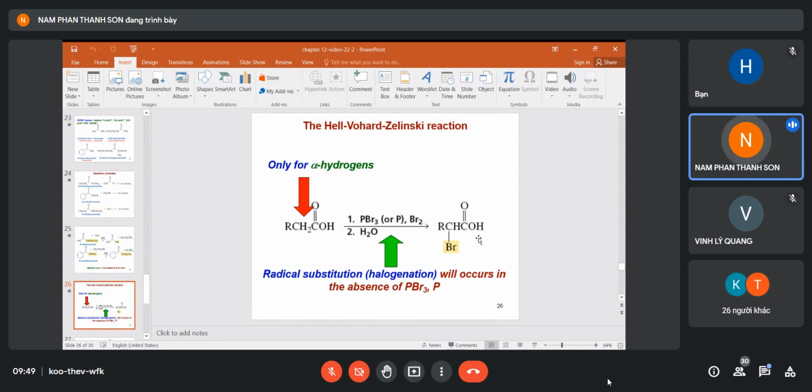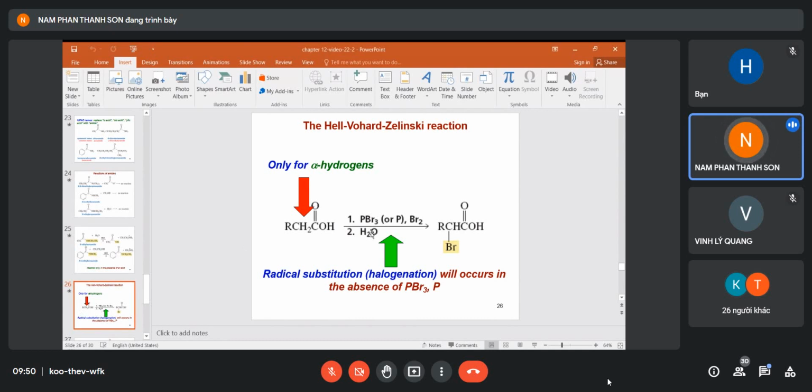Next reaction is the Hell-Volhard-Zelinsky reaction. That is the reaction of the alpha hydrogen, I mean the hydrogen on the carbon next to the C double bond O. If you just use bromine with temperature or UV light or peroxide, then we have a normal bromination reaction. The reaction will occur at tertiary carbon, and if you don't have tertiary carbon, then the reaction will occur at secondary carbon. But if you have phosphorus, for example PBr3, then the reaction occurs on the carbon right next to the COOH.